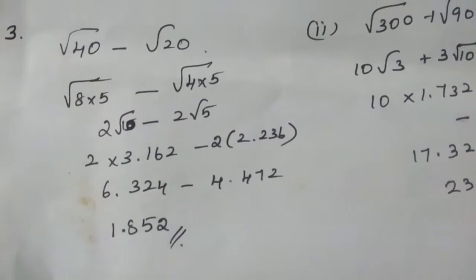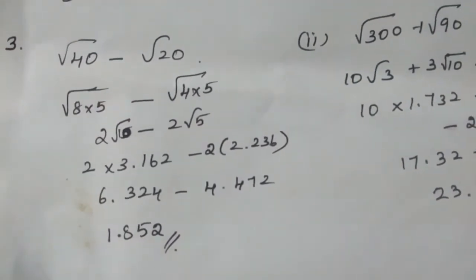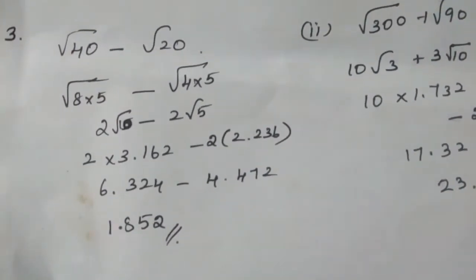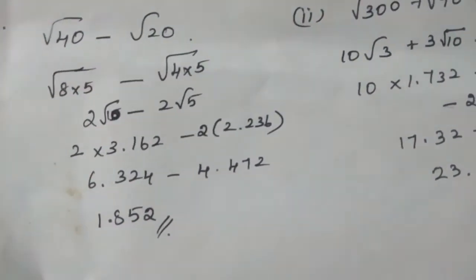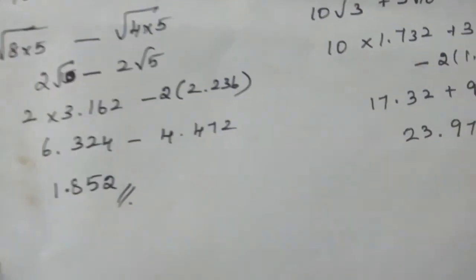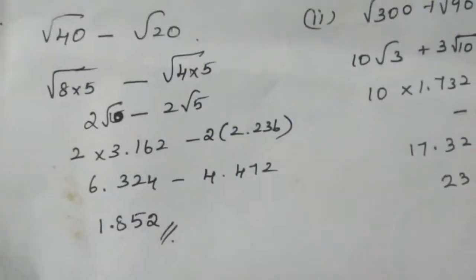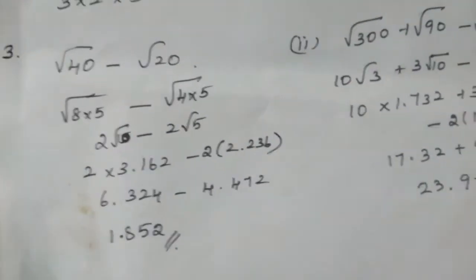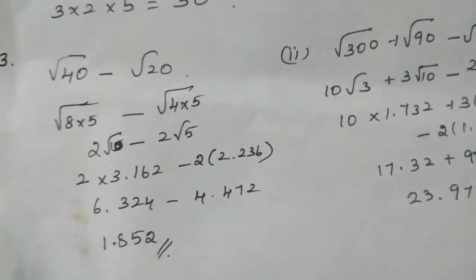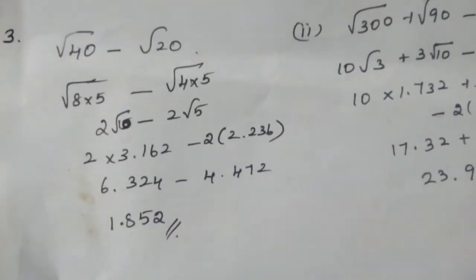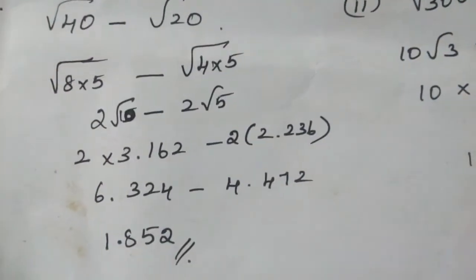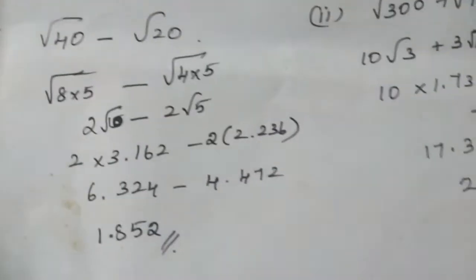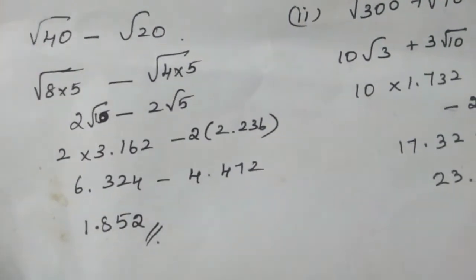So for this we can write 40 as 4 into 10, and 20 can be written as 4 into 5. So we can take the square root of 4, which is 2, out. So it becomes 2 root 10 minus 2 root 5. Then the values of square root of 10 and square root of 5 are given. Just we can substitute that, do the subtraction and get the answer for this question.